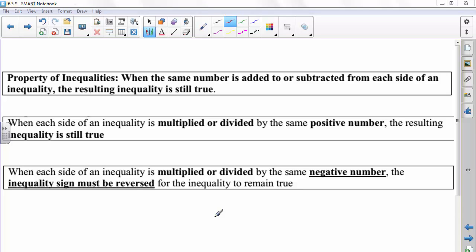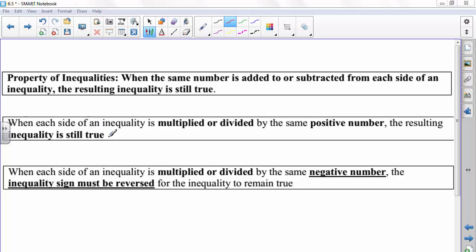Okay, right now let's look at the second part of 6.5. In 6.4 and 6.5, so far we have learned three fundamental properties of inequalities. Let's review all those properties again. The first one, which we learned in 6.4, tells us when the same number is added to or subtracted from each side of an inequality, we can still keep the direction of inequality sign in the solution steps.